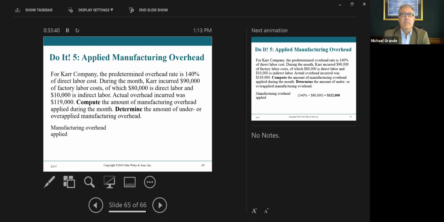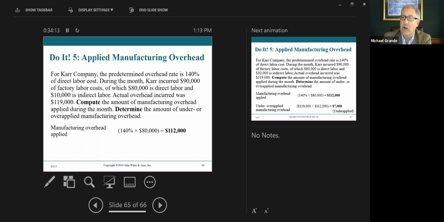Another example. Carr company, the predetermined overhead rate is 140% of direct labor cost. During the month, Carr incurred $90,000 of factory labor, of which $80,000 is direct labor, right? The overhead rate is based on direct labor, and $10,000 in indirect labor. Actual overhead incurred was $119,000. Compute the amount of manufacturing overhead applied during the month. Determine the amount of under or overapplied manufacturing overhead.